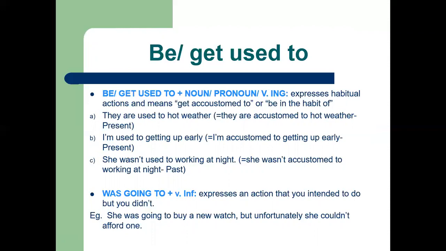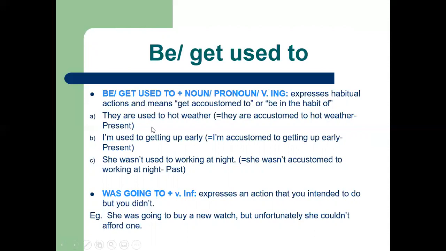How do you know that? Well, you can do a test and see if a noun fits. If a noun fits after to, then you know that it's a preposition. So if you can say they're used to hot weather, and weather is a noun, then that means that to is a preposition, and then you have to use the gerund, because after prepositions, you know that the gerund is used. That's one of the options.